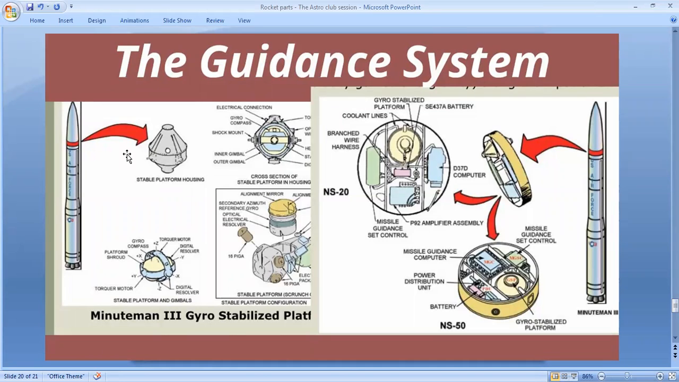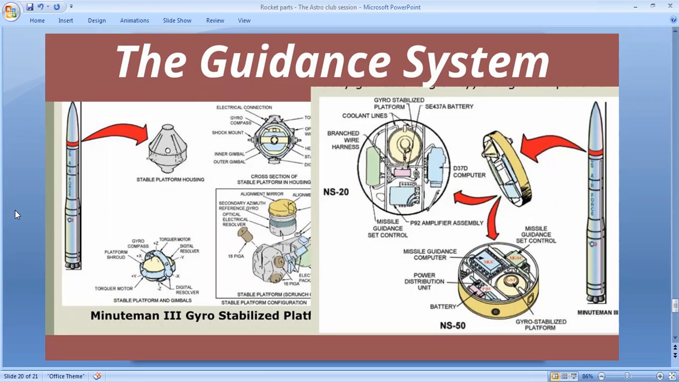The guidance system must also provide some level of stability, so that the rocket does not tumble in flight. When the rocket is going in space, it should not tumble, right? It should not fall upside down. Nothing should happen like that. So in order to provide stability for the rocket, the guidance system is very important.